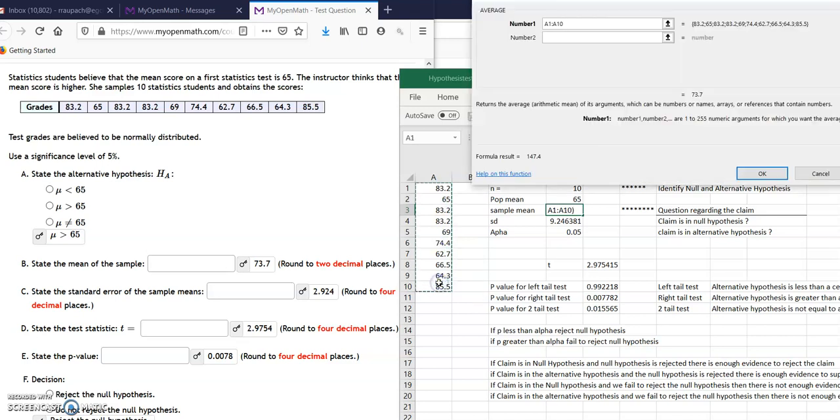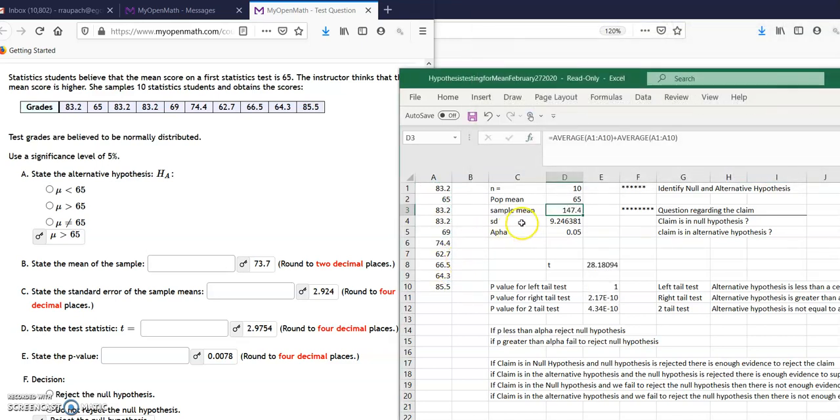All right. Oops, that's not what it was. Okay, if you do it right anyway, it's 73.7. I don't know what happened there. I'm not going to bother doing it again.